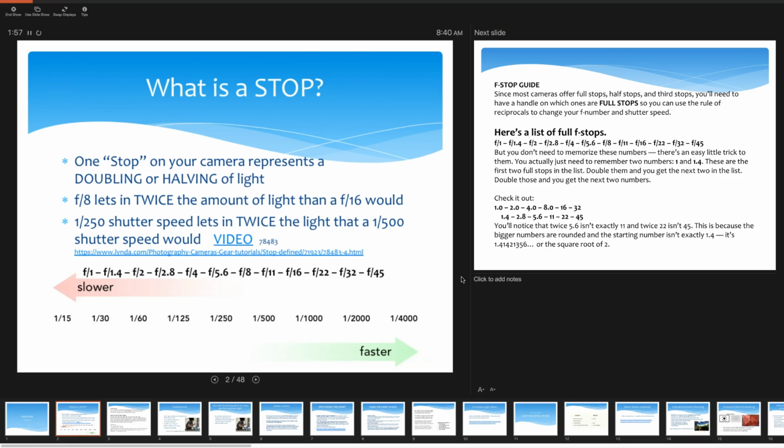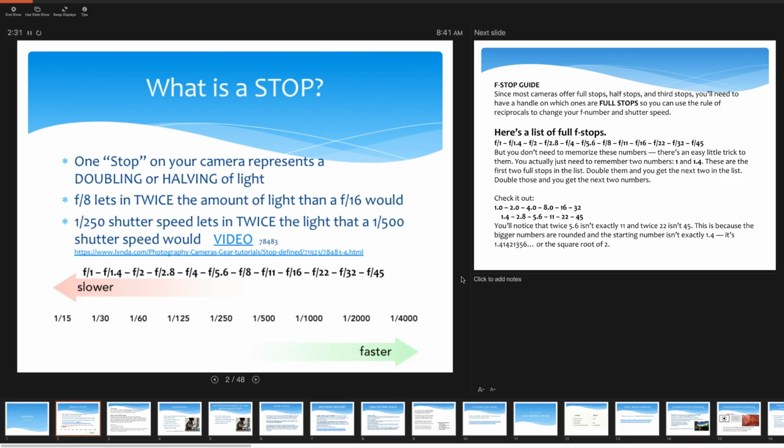But the thing is, these are weird numbers. They don't go down by any rational number counting system, although they actually do, as we'll learn. But going from an 11 to an 8, which hole is bigger? Which one's letting in more light? F11 or F8? 8's letting in more light, right? It's a bigger hole. So from here to here, you've actually doubled the light. If you go from 11 to 16, that's an even smaller hole. You halve the amount of light that's getting in. So these are whole entire stops, one stop on the camera.